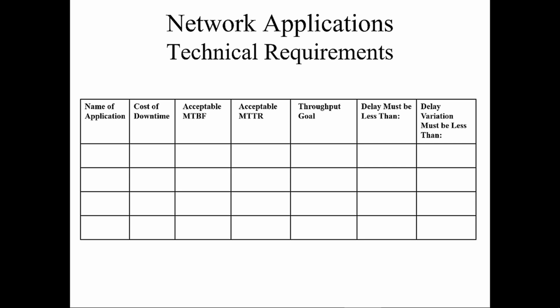Network application technical requirements. Here's a great little flowchart. So we can actually rank them: name of application, cost of downtime, the acceptable MTBF, the acceptable MTBR, throughput, delay variation. That way we can start ranking our different applications and our different technical requirements. That way we have a better way to categorize our overall strategy for the network.